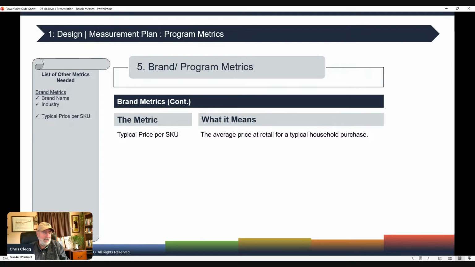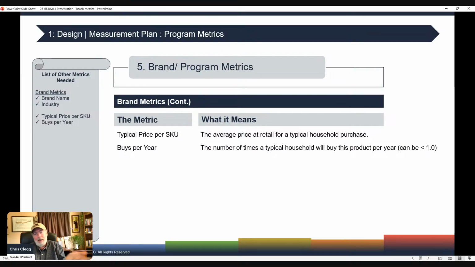And again, you only have to collect it once. And once you have it archived, you can start to use it for that program. But having these metrics consistently across all your activations is going to be really helpful. You've got to know what you're selling at the SKU level. So what's that price per SKU? You want to understand how many times that SKU is purchased per year.